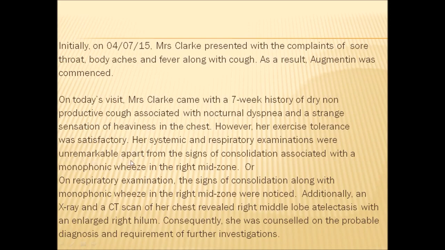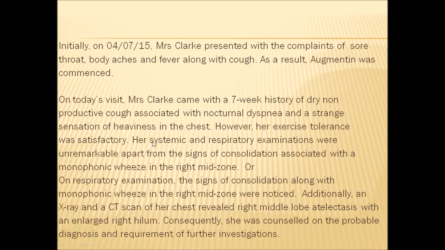Lymph node status, apart from that, we can simply mention like this: her systemic and respiratory examination were unremarkable apart from the signs of consolidation associated with monophonic wheeze in the right mid zone. Or we can write like this as well: on respiratory examination, the signs of consolidation along with the monophonic wheeze in the right mid zone were noticed. Additionally, an X-ray and a CT scan of her chest revealed right middle lobe atelectasis with an enlarged right hilum.